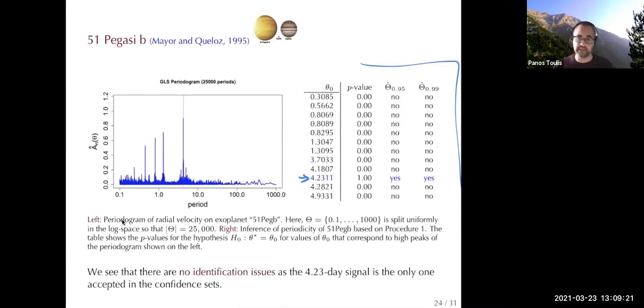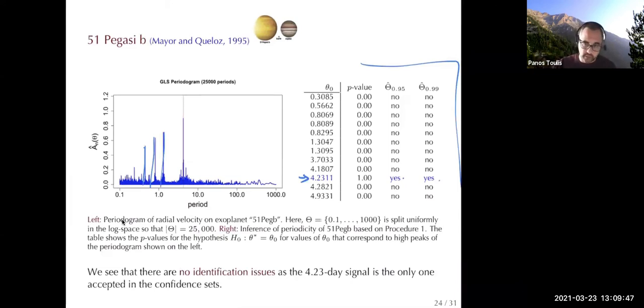4.23 days, that is accepted in our confidence sets, the 95% and the 99%, which indicates that there's a very clear signal here. There are no identification issues. Our method can sharply identify that underlying period. And this also goes to Vinay's question: you can see those peaks, and you might be worried that these seem to be harmonics. What am I going to do about it? We're doing nothing really about it.